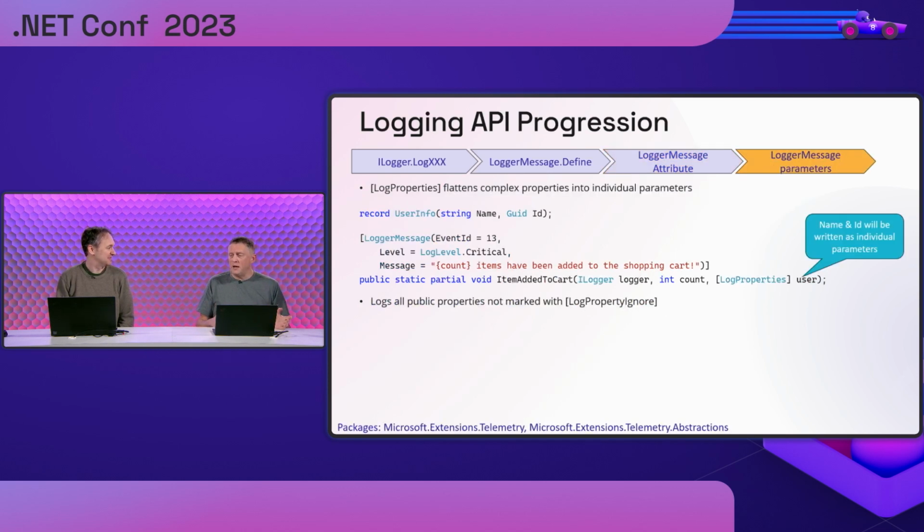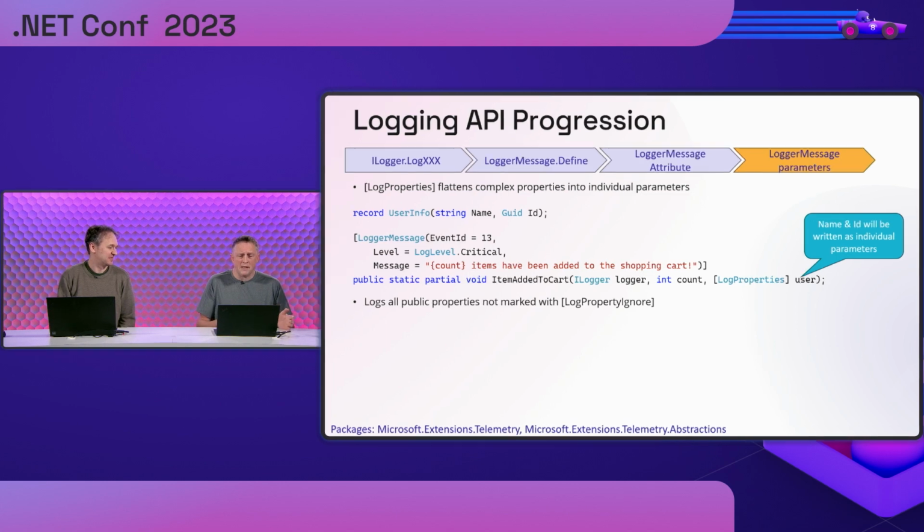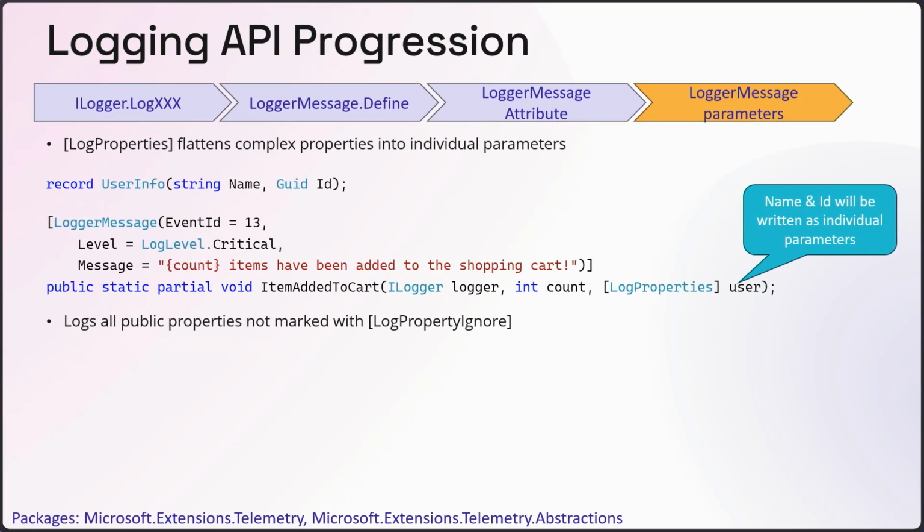What we have extended that with in .NET 8 is the ability to use custom objects as part of those log messages. So in this case, I have a UserInfo record with a name field and a GUID. If I pass that in, typically it will just do a ToString on it. But if I want the individual fields, what I can now do is decorate the LoggerMessage call with a LogProperties attribute, and it will pull each of the public properties off the object and include those on the log message.